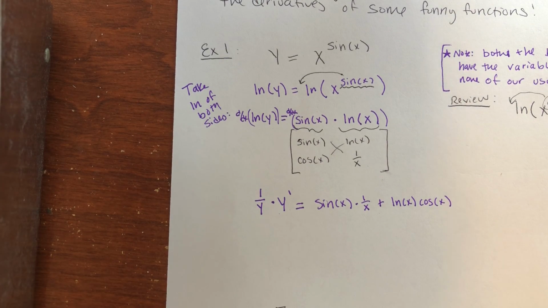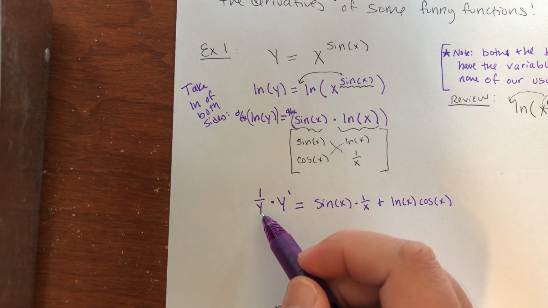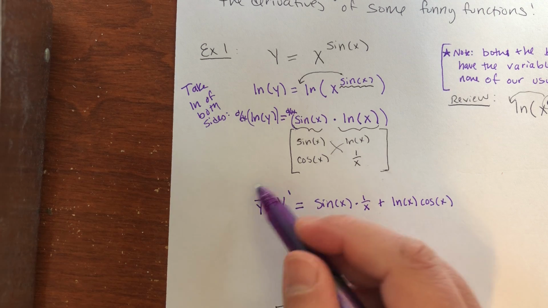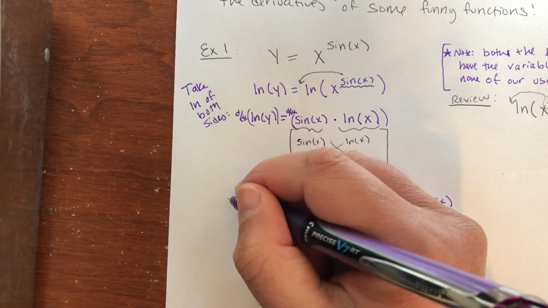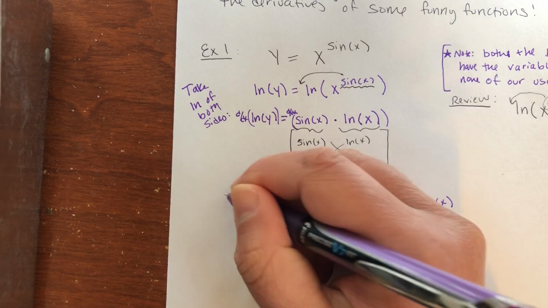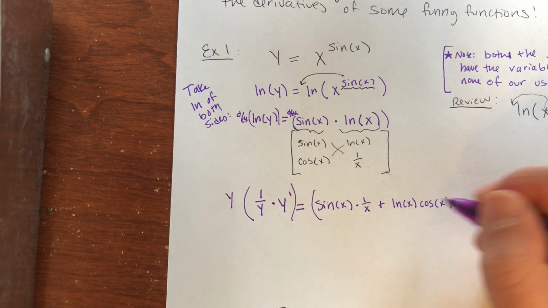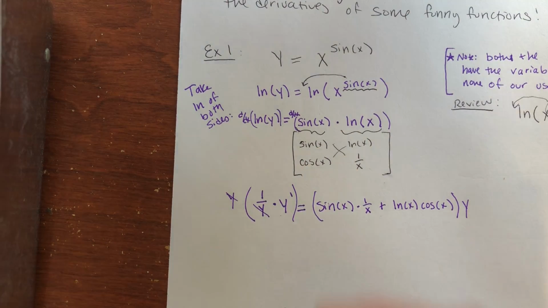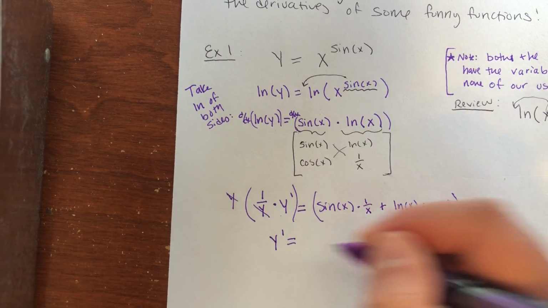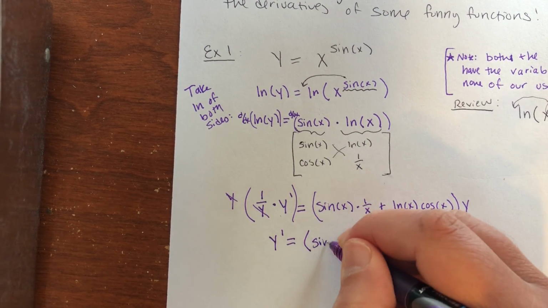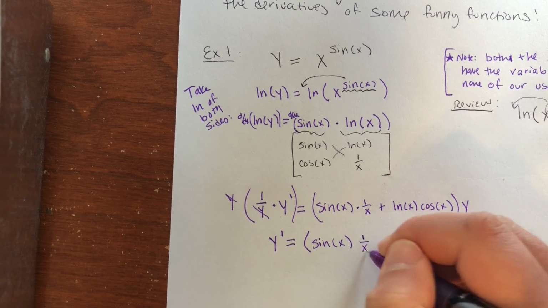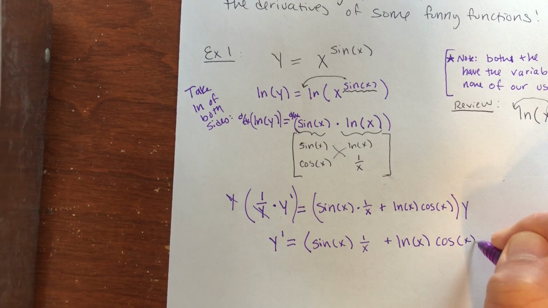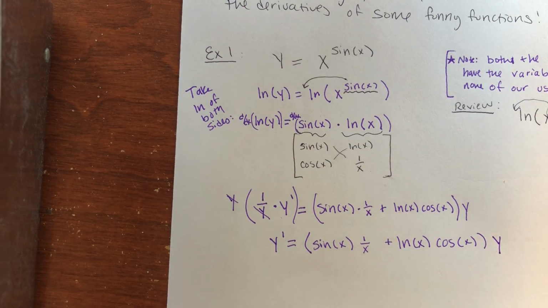Now remember, we're trying to solve for y prime here, so we need to get rid of this factor of 1 over y on the left-hand side. To get rid of a factor of 1 over y, we just multiply both sides by y. Not y prime, just regular y to get rid of that y in the denominator. Those will cancel, and we'll be left with y prime is equal to sine of x times 1 over x plus ln of x times cosine of x, all of this times y.